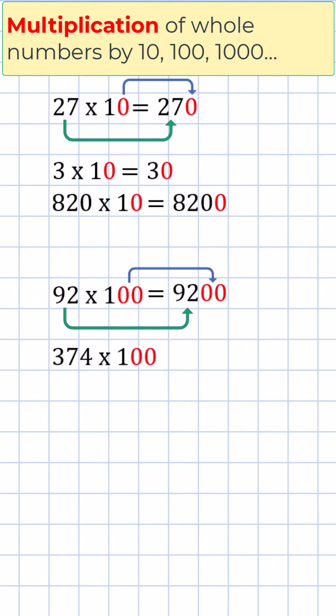Similarly, 374 times 100 will give 37,400, obtained by adding the 2 zeros from the second factor 100 to the first factor 374.